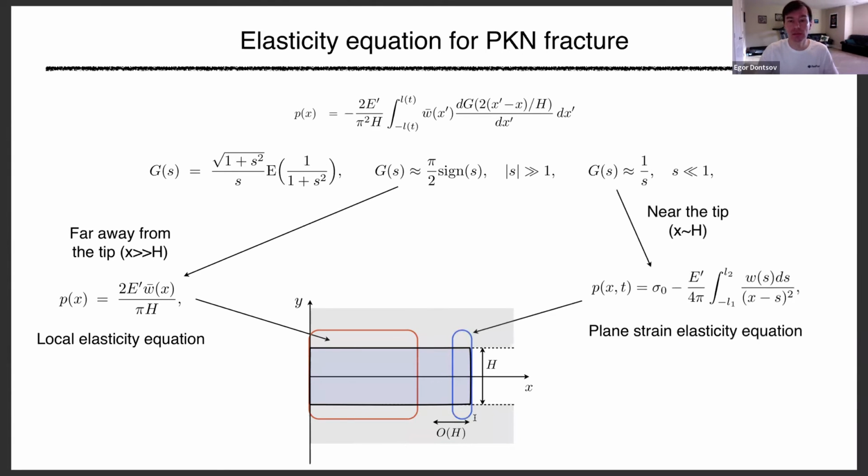But if you're next to the tip, now you're behaving instead of sine like 1/s. I mean, because look, this is just a nice smooth function. It's almost constant. So if s is small, this goes away, just 1/s here. And so this is the same kernel as for a plane strain fracture, right? So you have local plane strain behavior here and local elasticity far away.